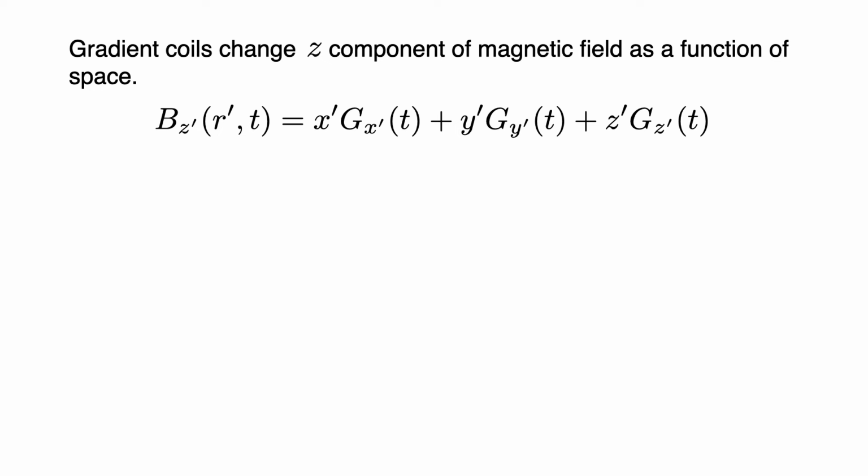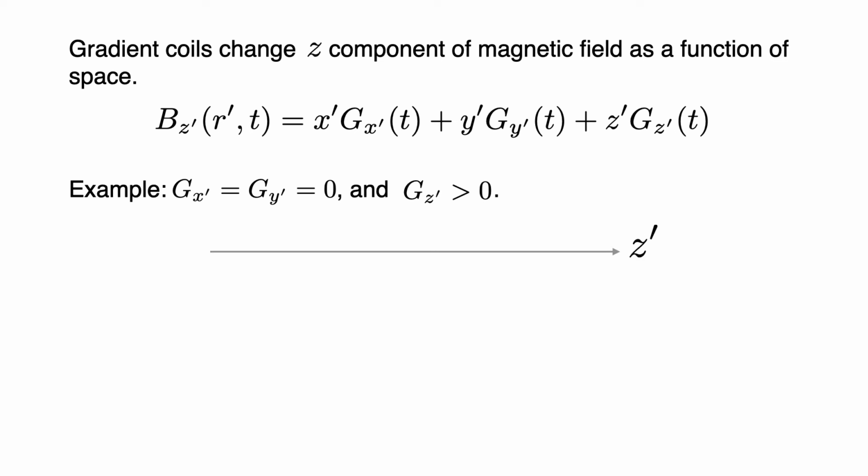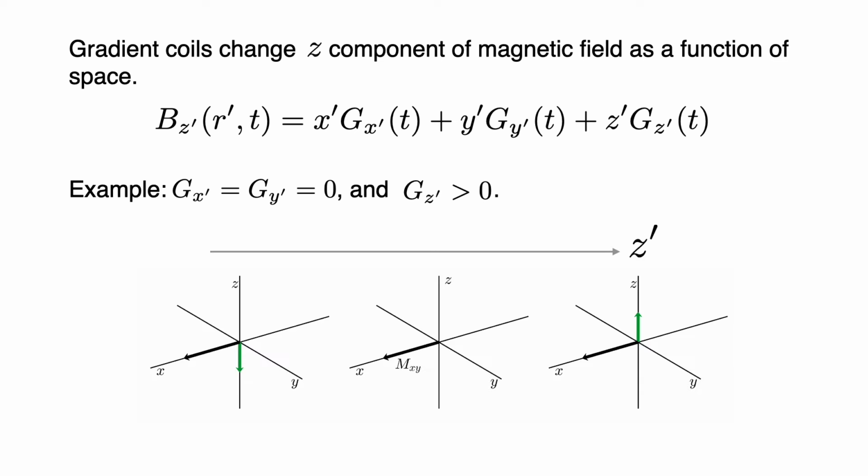Bz prime is equal to x prime times Gx prime plus y prime times Gy prime plus z prime times Gz prime. So for example, if Gx prime and Gy prime are all 0 and Gz prime is greater than 0 for some small amount of time, here's our z prime axis. This goes through the patient. We have 3 different particles located at different z prime locations. We turn on the gradient coils for a little while, then we turn them off. And what has happened is we've encoded the location of each of these particles into the angle of the net magnetic vector, either the angle or its phase.